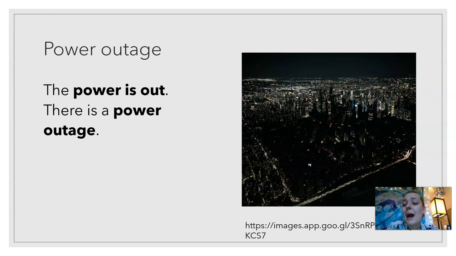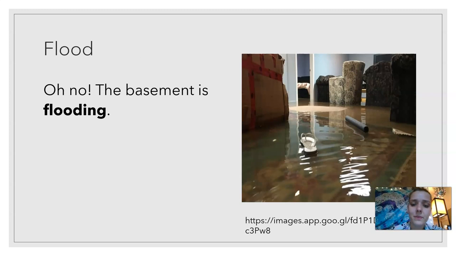But if the power goes out only at your house, so your neighbors have power, that means there's an issue with your wiring. There's an issue with the electricity in your house. Sometimes you can go to the circuit breaker, a box with switches, and reset the power. Sometimes it works, sometimes it doesn't, but it's a way to try to fix a power outage.